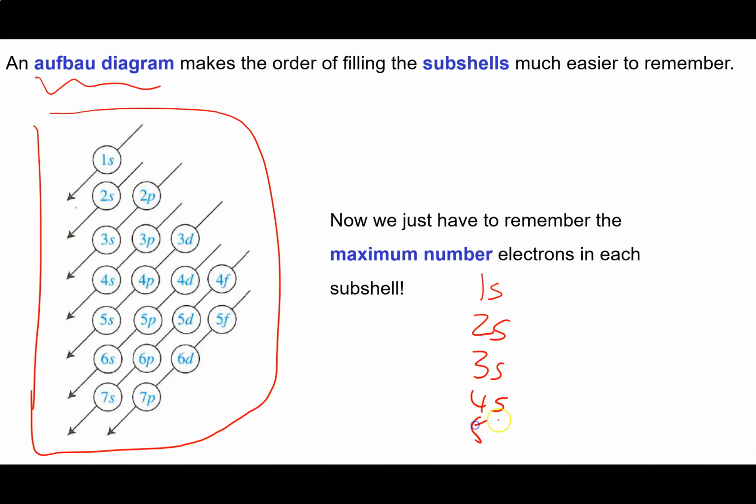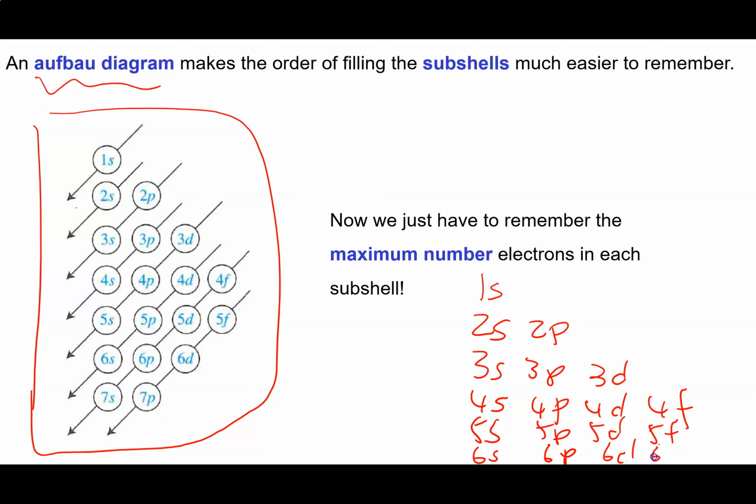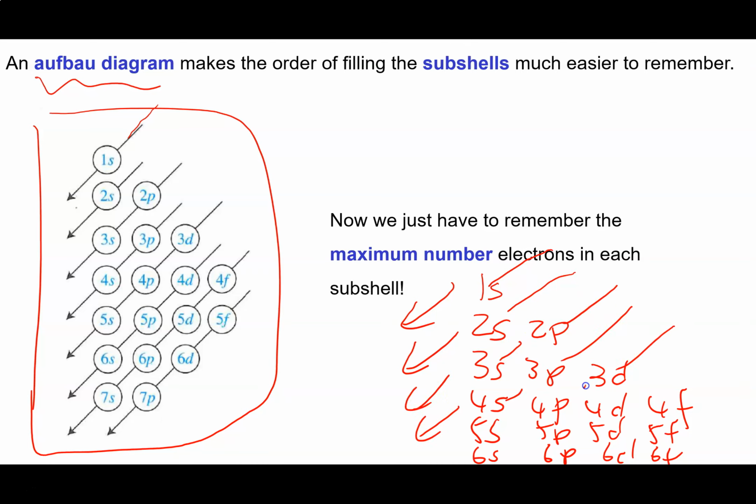We write 1s down to 7s, and then next to that we write 2p down to 6p, and then next to that we write 3d down to 7d, and then next to that we write 4f down to 7f. Then for the order of filling, we just draw these arrows in diagonally like so, and when we get to the end of the row we just draw another arrow in.